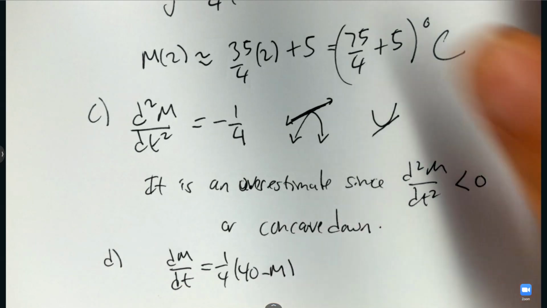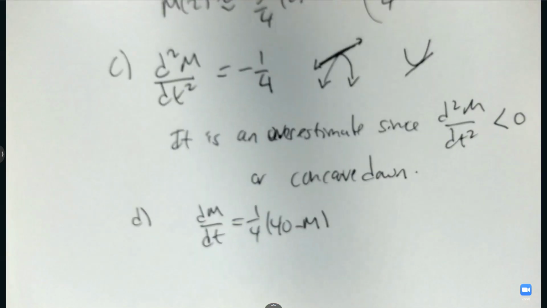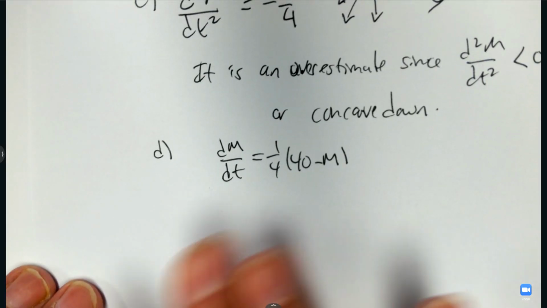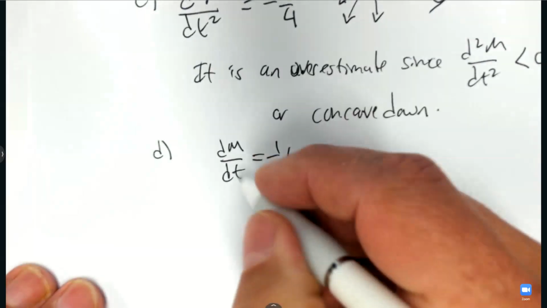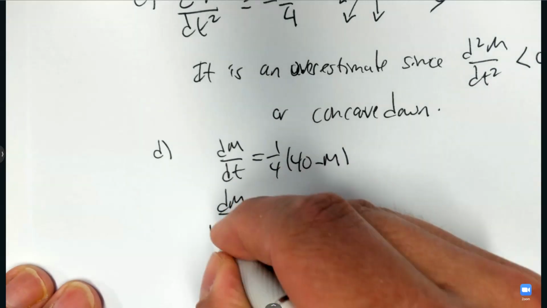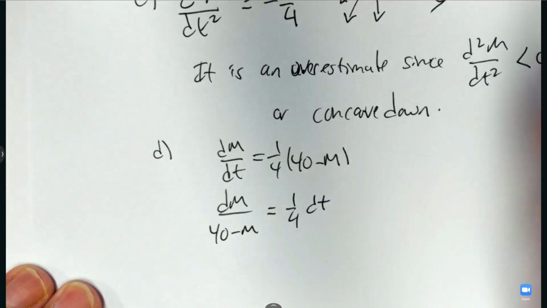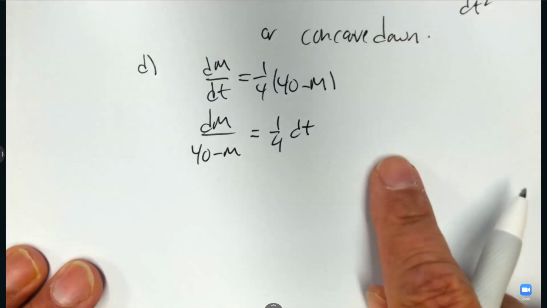I think that the FRQ questions can get you a lot of points if you're good at these FRQs that we practiced a lot in class. So we're going to separate the variables. So I'm going to divide by 40 minus m, and I'm going to multiply by dt. There's my first step. So now they're separated.